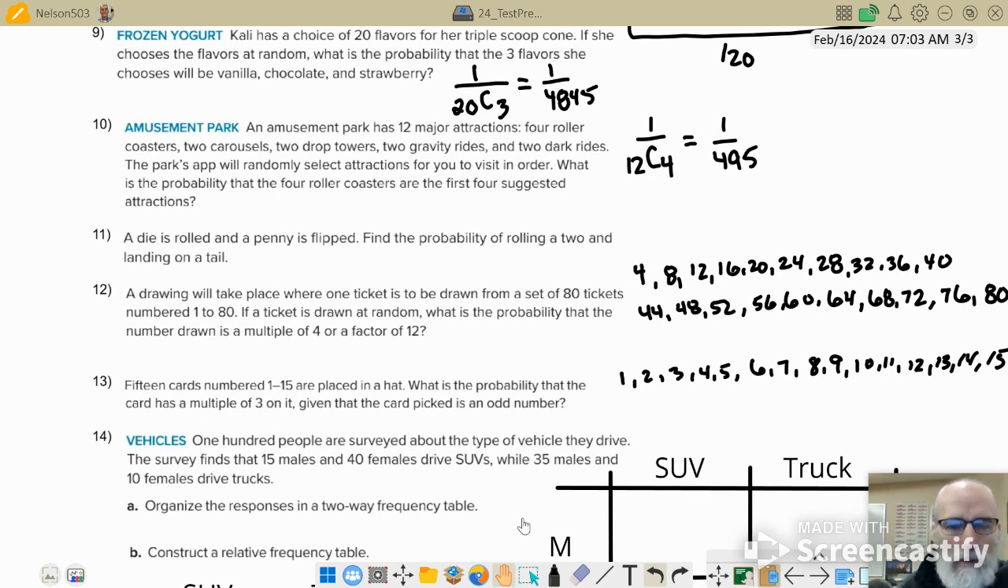So what you want to do here is figure out the probability of each one and multiply them together. Okay, this is a multiplication property. These are independent events. One does not affect the other.